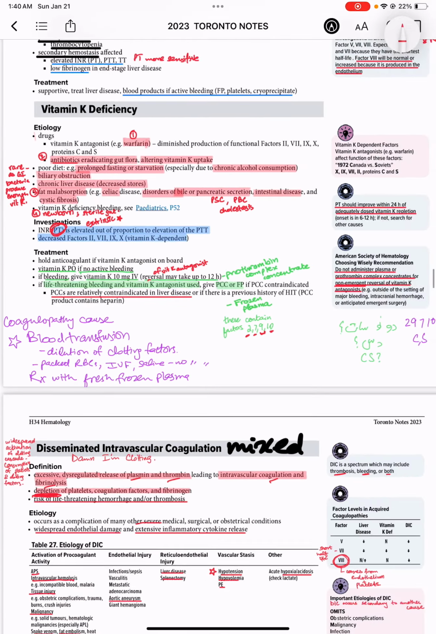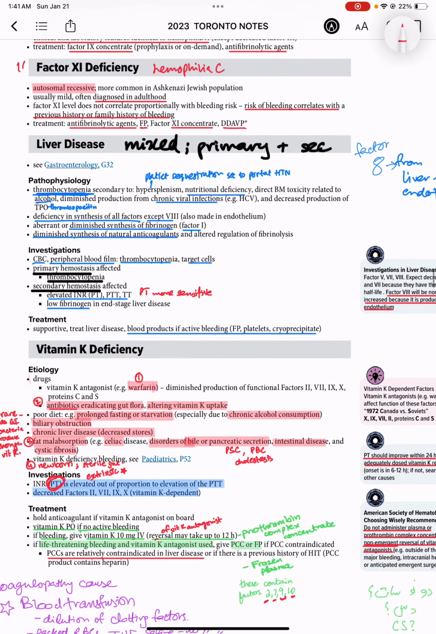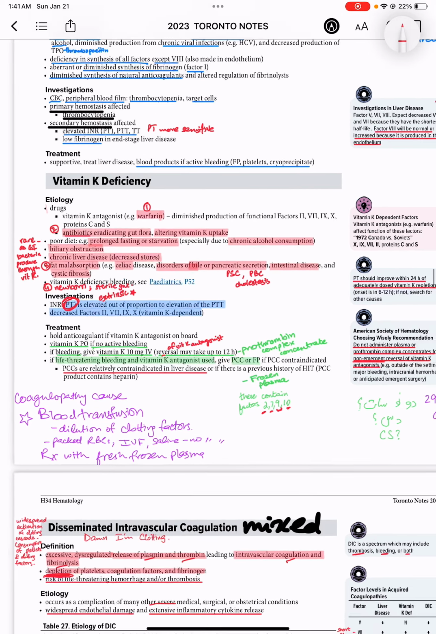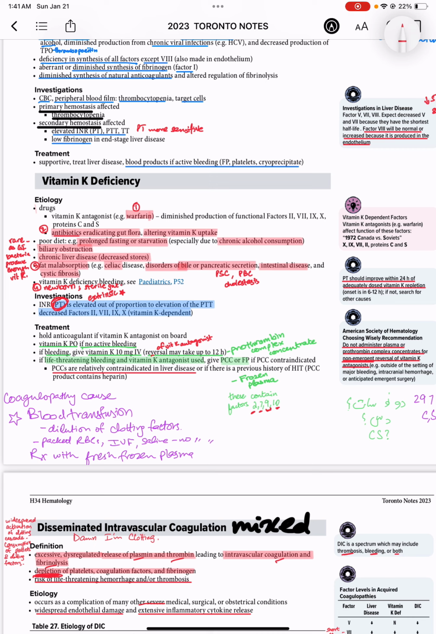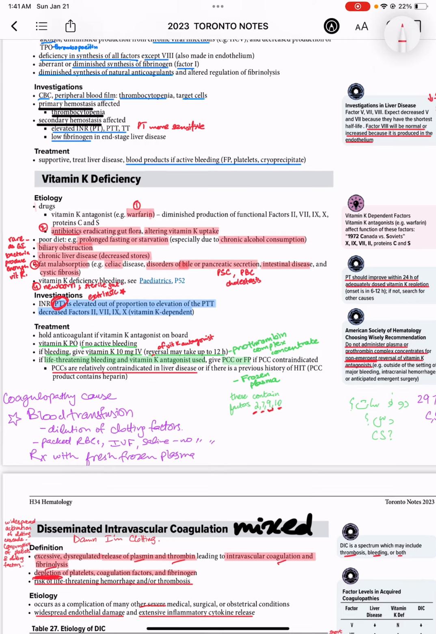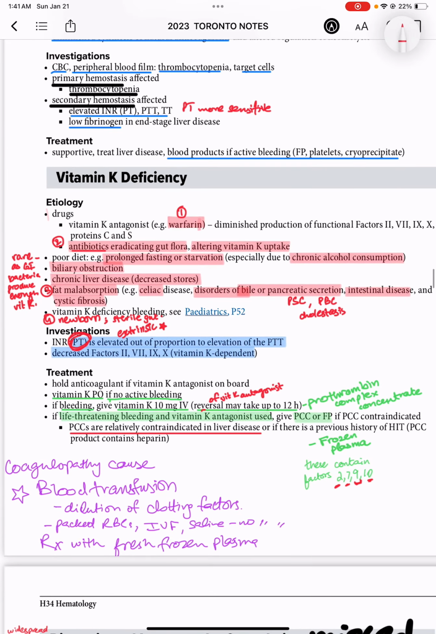Now we're going to talk about vitamin K deficiency first, and then about liver disease, because liver disease is mixed. Vitamin K deficiency is purely secondary hemostasis. The etiology behind vitamin K deficiency would be drugs, like warfarin, because warfarin is a vitamin K antagonist. Then antibiotics eradicate the gut flora, and the gut flora is pretty important for vitamin K, so it alters vitamin K uptake. Then fat malabsorption: there are diseases with malabsorption, like cystic fibrosis.